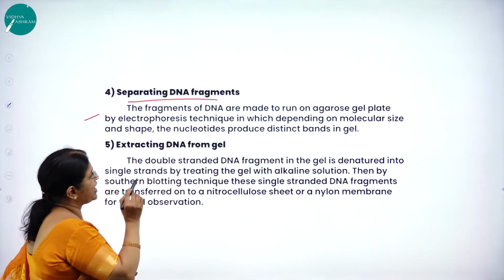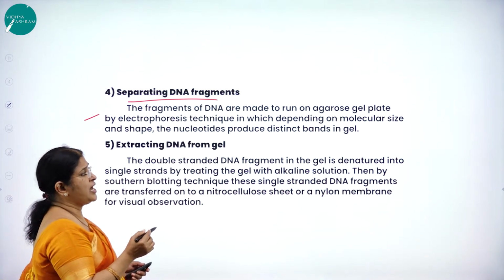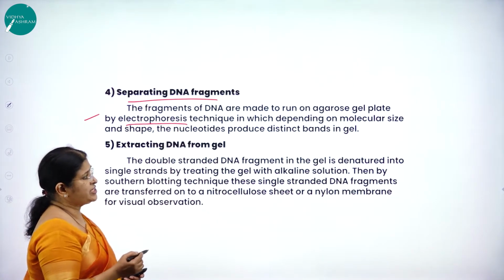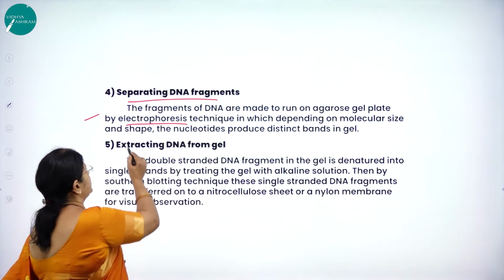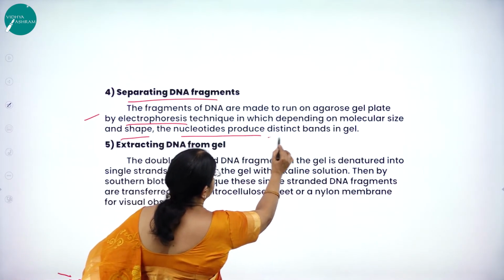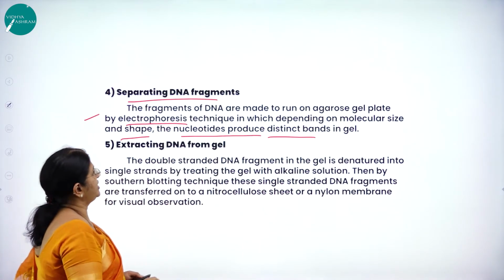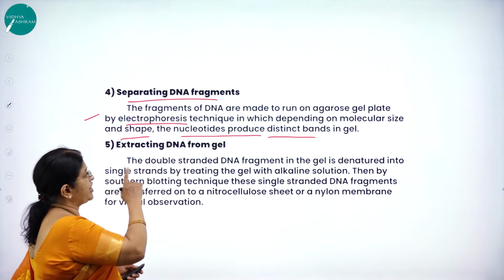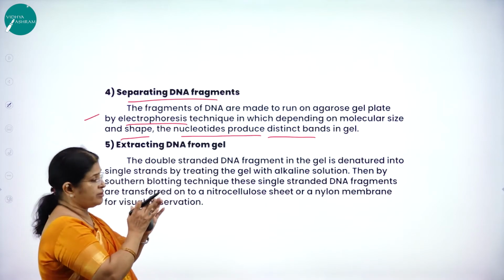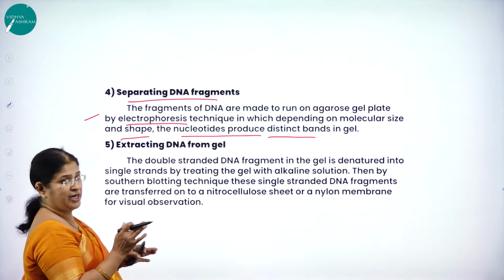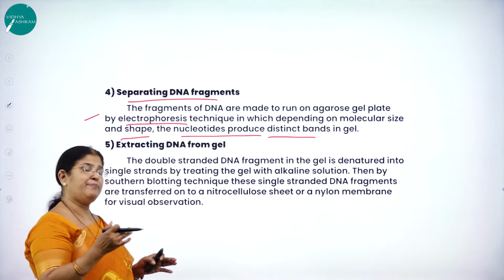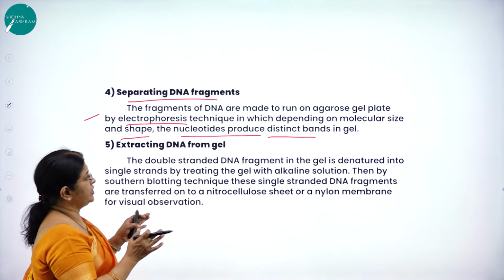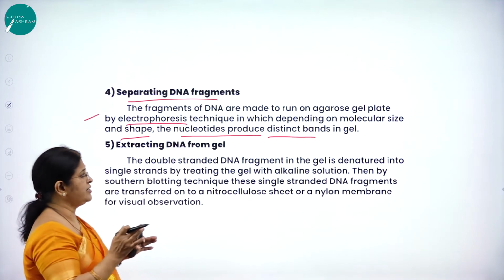Next, separating DNA fragments. The fragments of DNA are made to run on an agarose gel plate by electrophoresis technique, in which, depending on molecular size and shape, the nucleotides produce distinct bands in the gel. So next is what? Separating DNA fragments. The fragments of DNA are made to run on an agarose gel by electrophoresis technique. Depending upon the molecular size and shape, the nucleotides produce distinct bands in the gel.